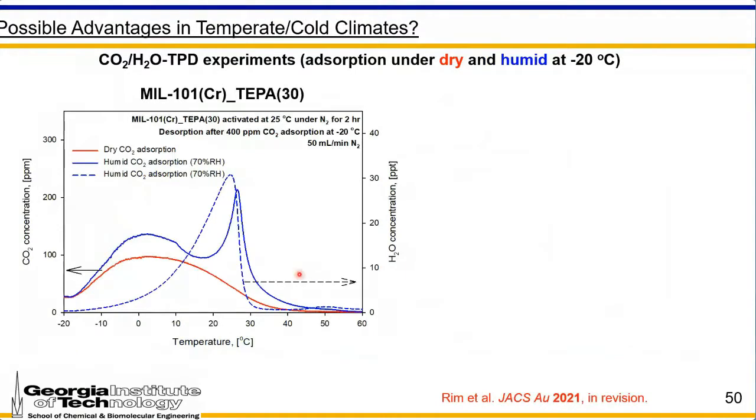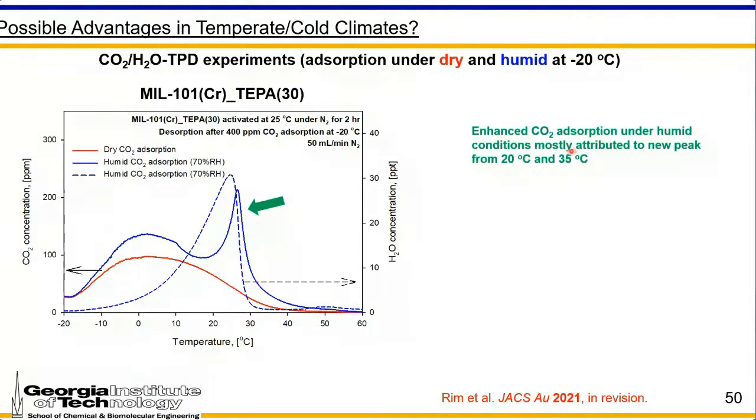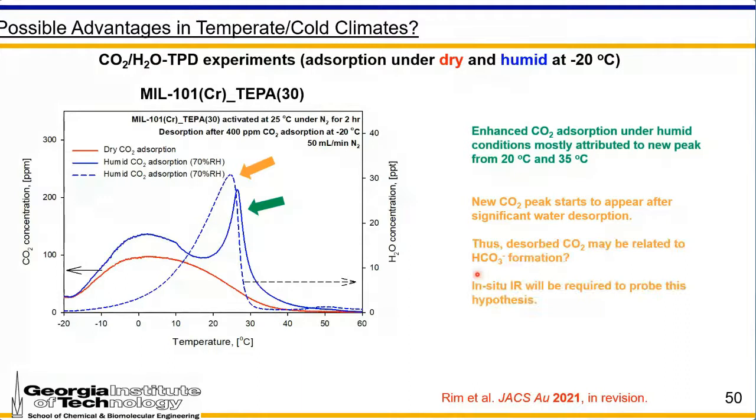And we can look at the desorption of these materials, and what we see is that the enhanced CO2 absorption under humid conditions is mostly attributed to a new peak that goes from 20 to 35 degrees C. And this new peak starts after significant water desorbs, as shown in this dotted line here. So these data suggest that we are chemisorbing CO2, and that the additional CO2 uptake in the presence of humidity might be associated with bicarbonate formation, and we plan to do in situ IR to probe this hypothesis.